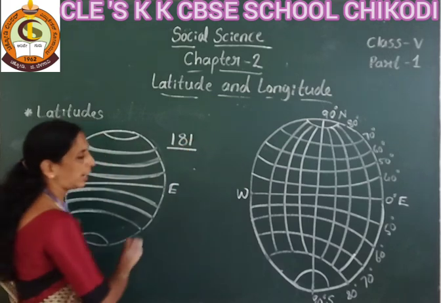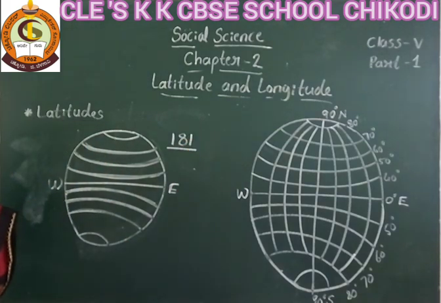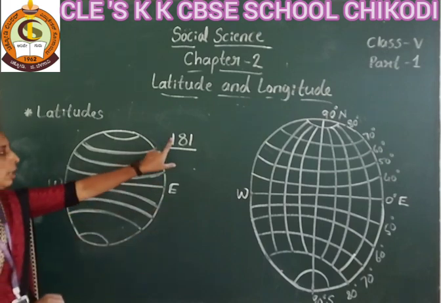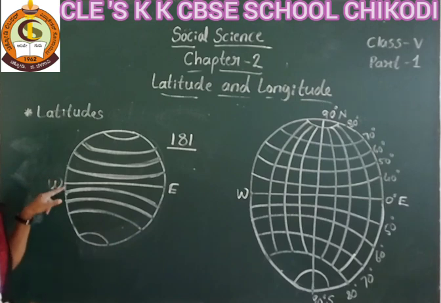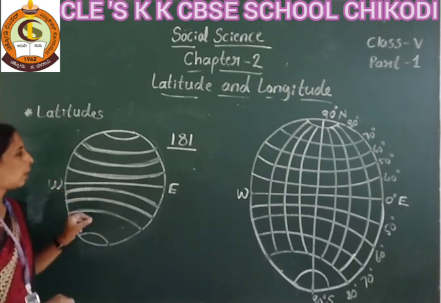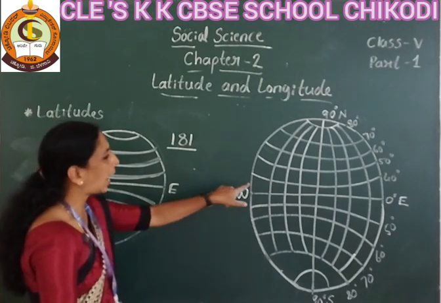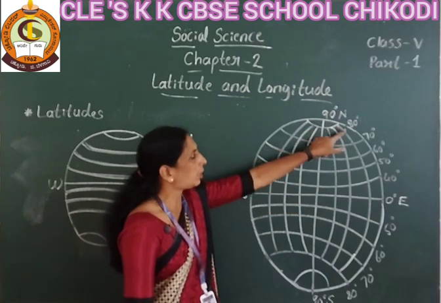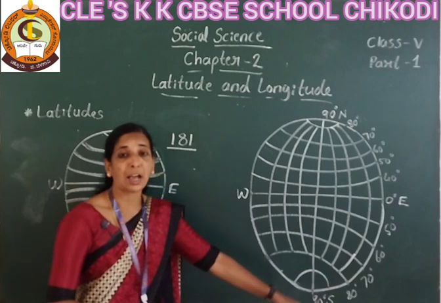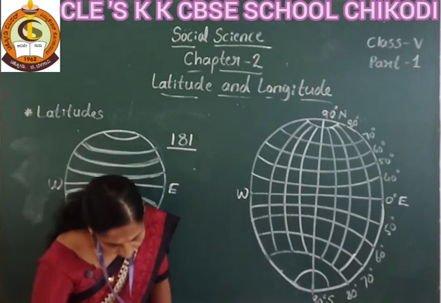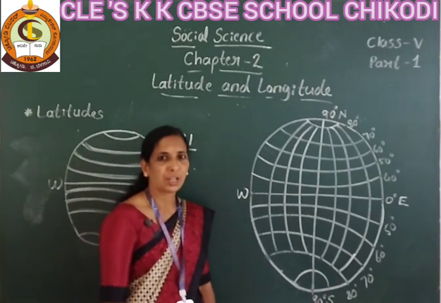So here, totally 181 lines are there in latitudes. Understood? Okay. These latitude lines are measured in degrees.